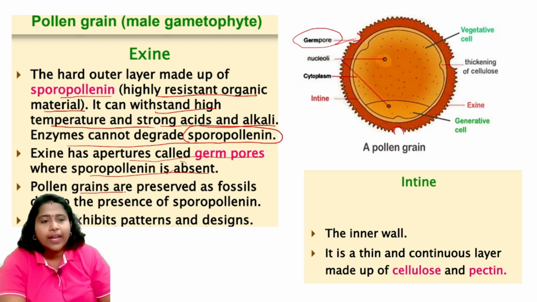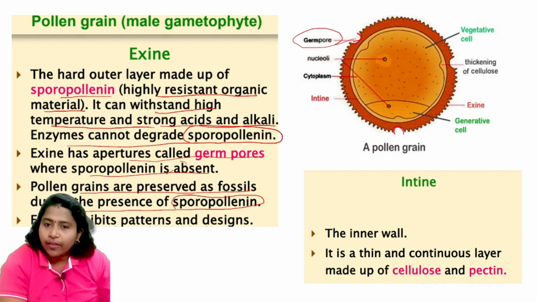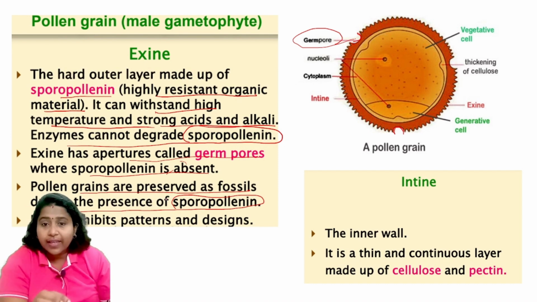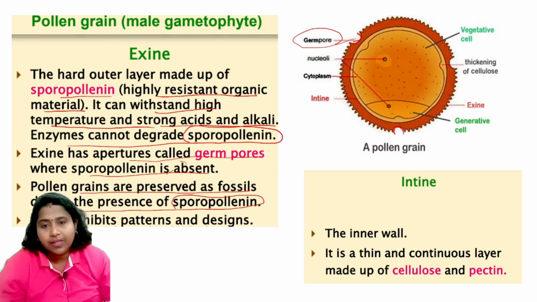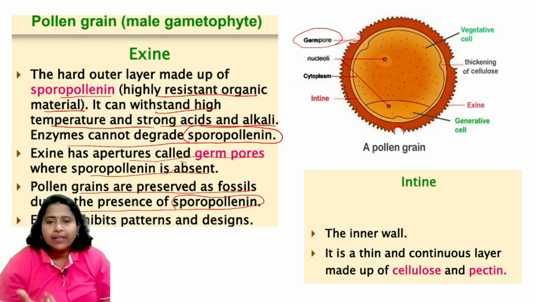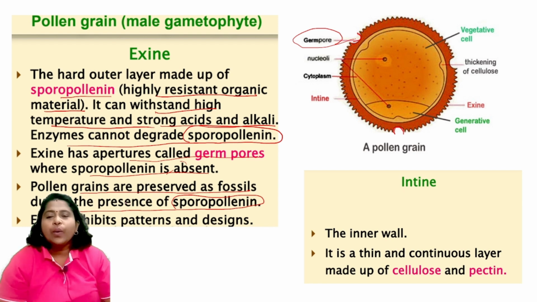And these pollen grains are preserved as fossils. It is due to the presence of sporopollenin in the outermost covering, the exine, which is a highly resistant material. It cannot be degraded by high temperature, enzyme activity, alkalinity, anything. That is the reason it can be preserved as a paleofossil. The exine also exhibits different types of patterns and designs. Is that clear? Okay.